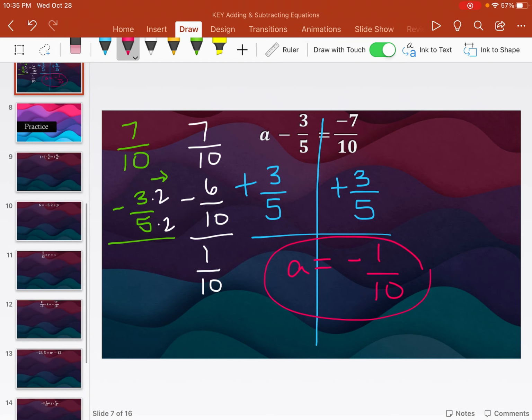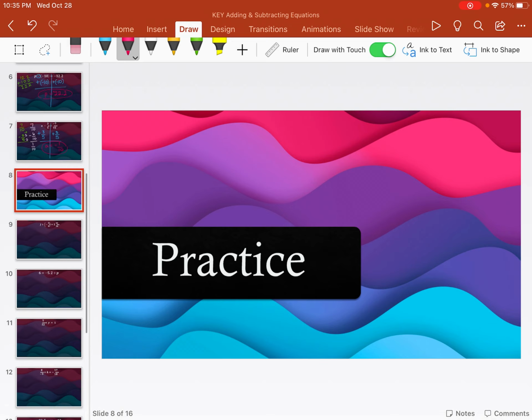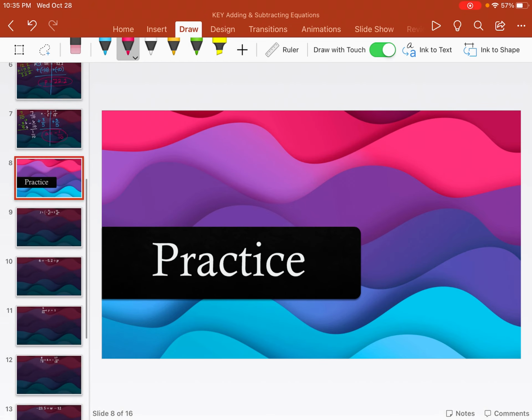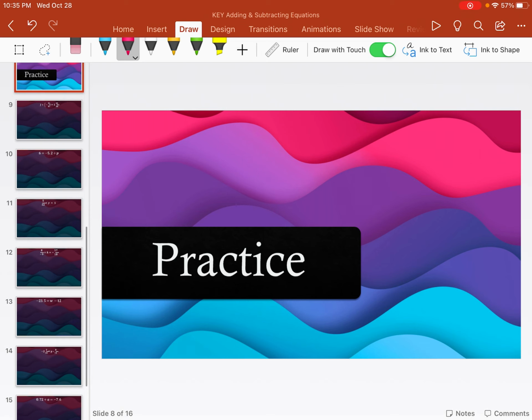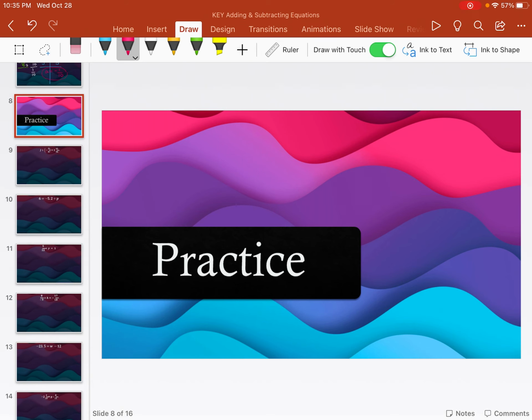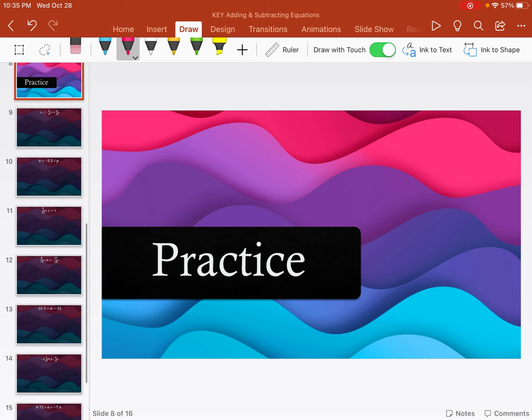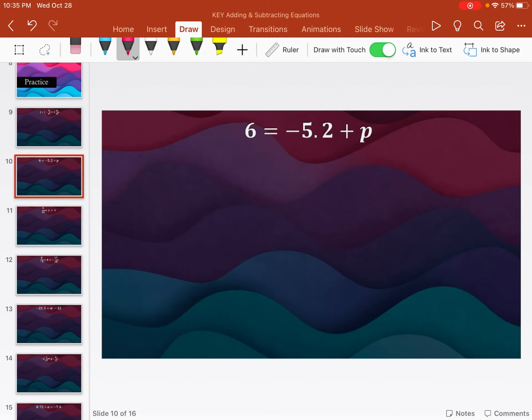So there are several problems left. I want you to keep going all the way to the end, all the way through slide 16. The answer key is posted. So when you're done, or if you want to go one slide at a time, do the work, check the answer key, do the work, check the answer key, whatever you need to do. But I want you to keep going. Do make sure that you are showing your balance for all of the rest of these problems. I need to see that line, and I need to see that you did the work on both sides of it.